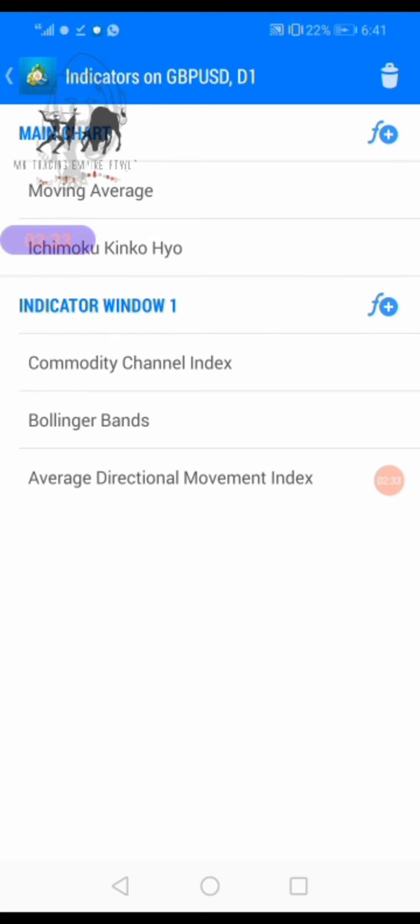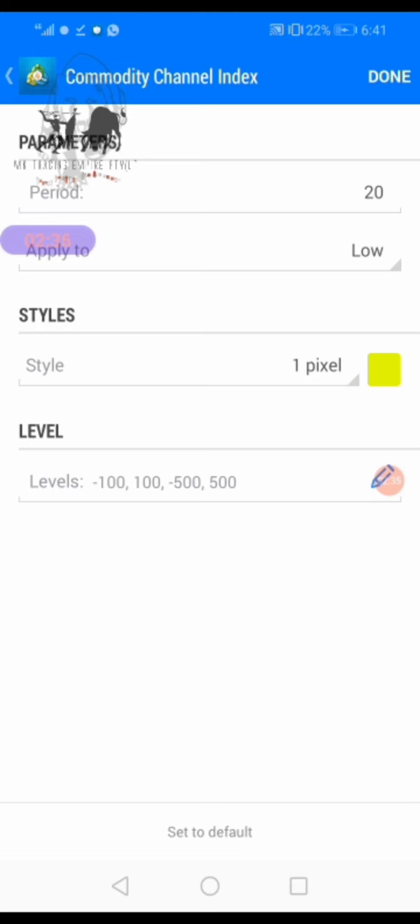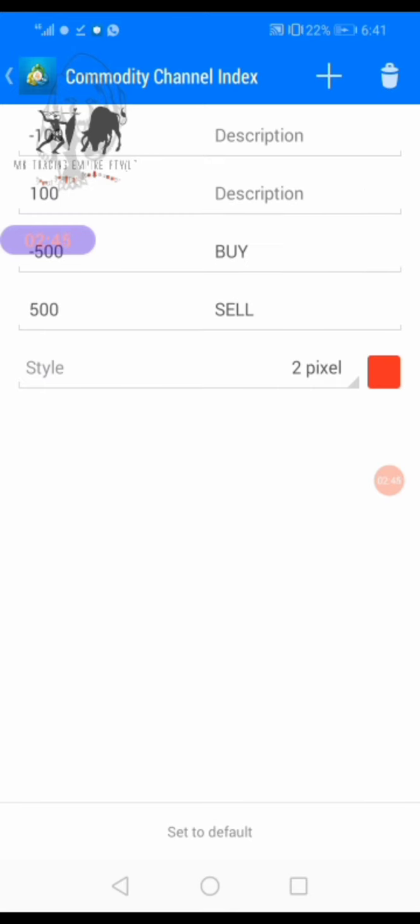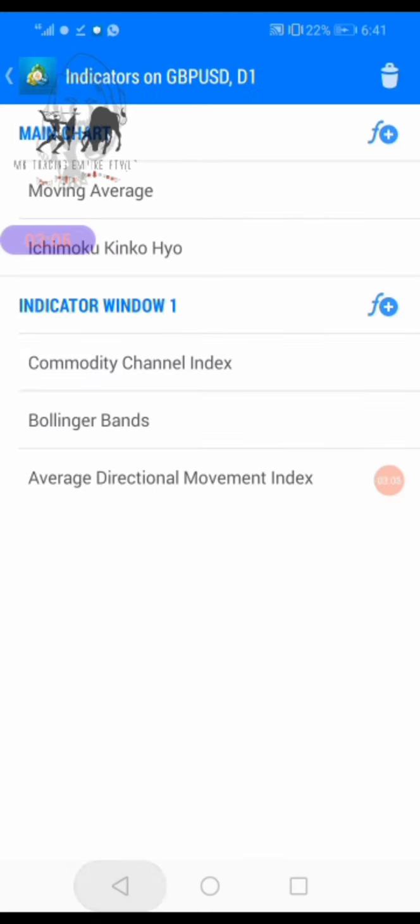We have the CCI, Commodity Channel Index. The period is 20, applied to low, and the style is 1 pixel yellow. For the levels, we have negative 100 there, then 100 right there, then negative 500 right there. That's our strong buy. And we also have 500 right there, which is sell. Then the style is 2 pixel red.